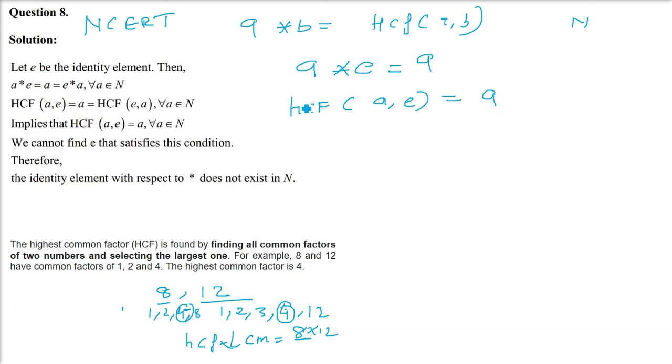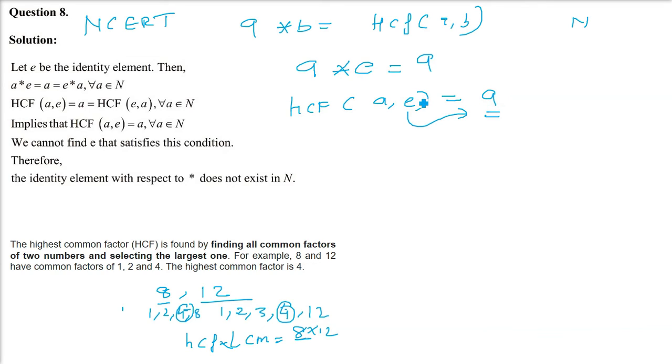You take any value. You take say 2 comma 1 or 5 comma 1 or 13 comma 1 or 13 comma 0. Whichever you take, you won't get A back always. You can see very well. So we cannot find E that satisfies this condition. Therefore, we can safely say the identity element with respect to star does not exist in N.